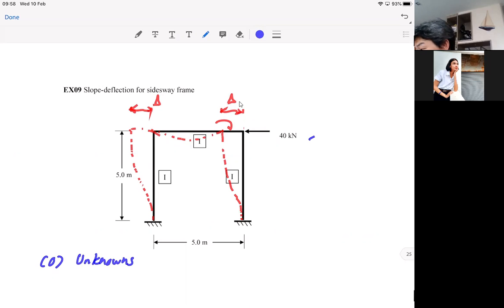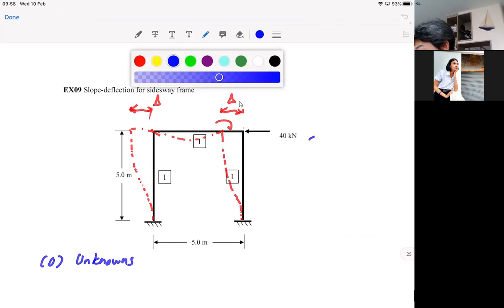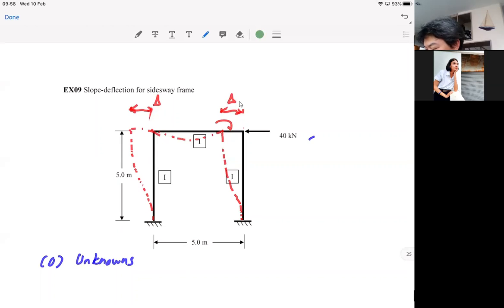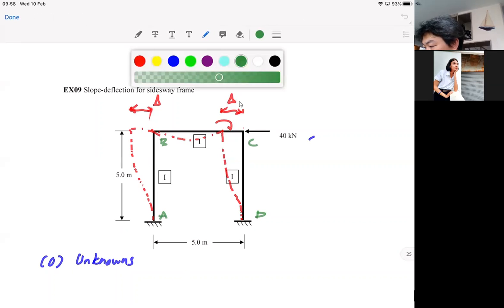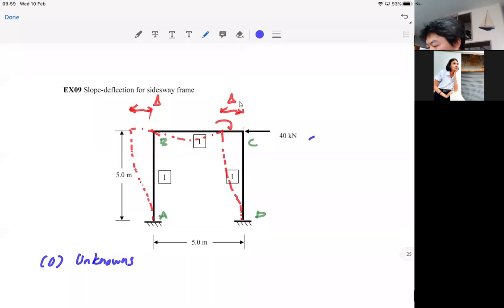Well, let's give it a name. Maybe I should give it some names first, otherwise we cannot refer to things very conveniently. How many unknowns does this structure have? Yeah, all quiet as usual. So we have 3 unknowns, correct? That is theta B, theta C, and delta.